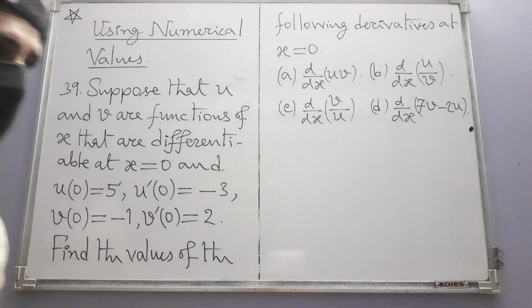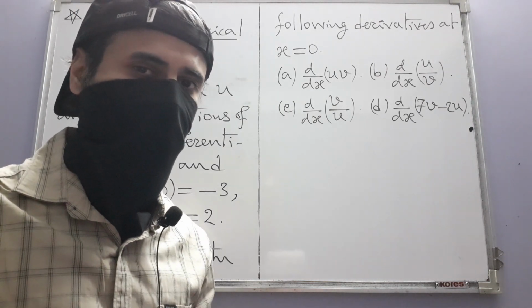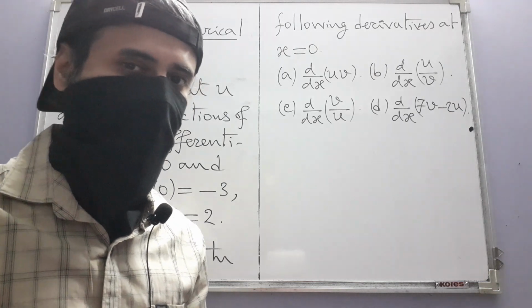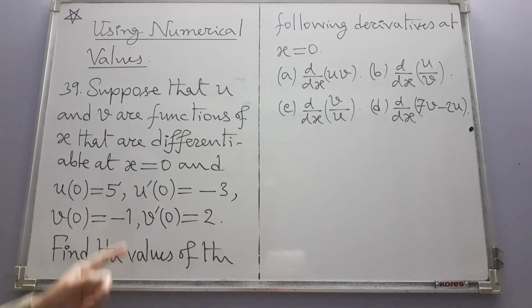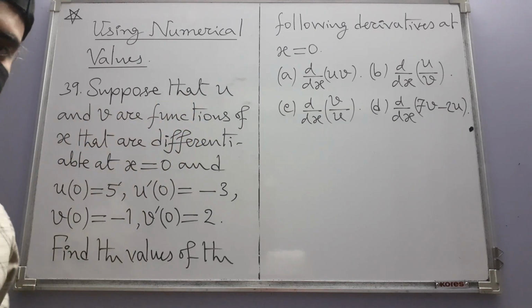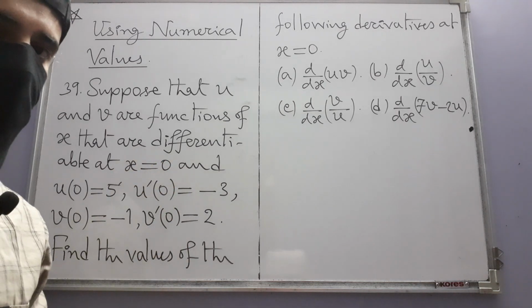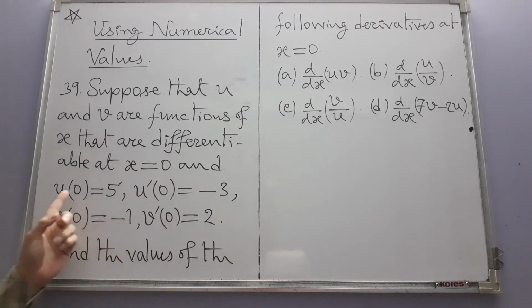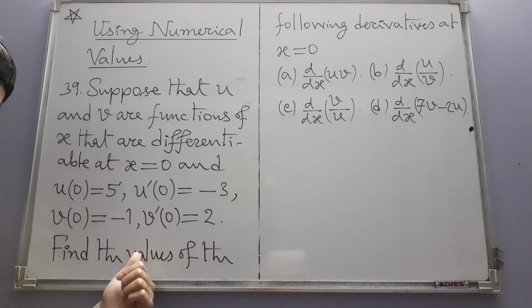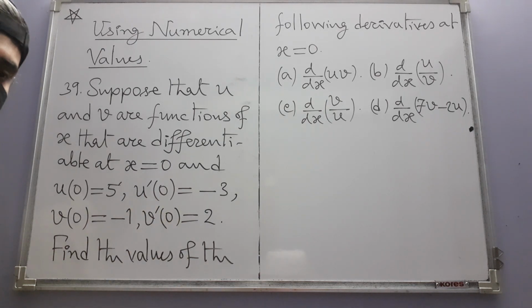Okay, so next we are going to use numerical values of some functions to calculate their derivatives at some point. The functions themselves are not given. Simply it's given that u and v are functions of x and they are differentiable at x equal to 0. Also, these values are given. The values of u and v at 0 are given, 5 and minus 1 respectively, and the values of the derivatives of u and v are also given at 0 and they are respectively minus 3 and 2.